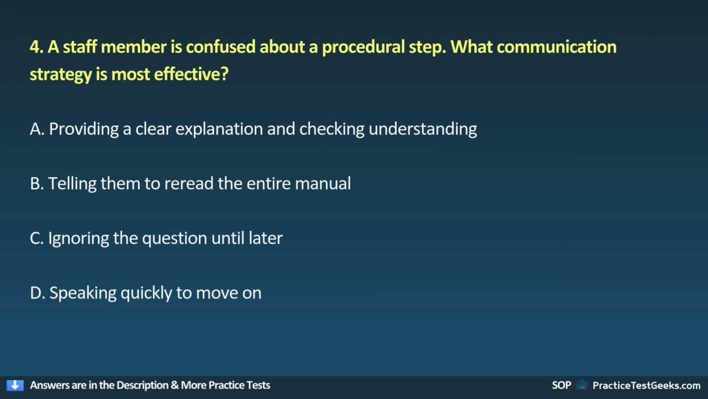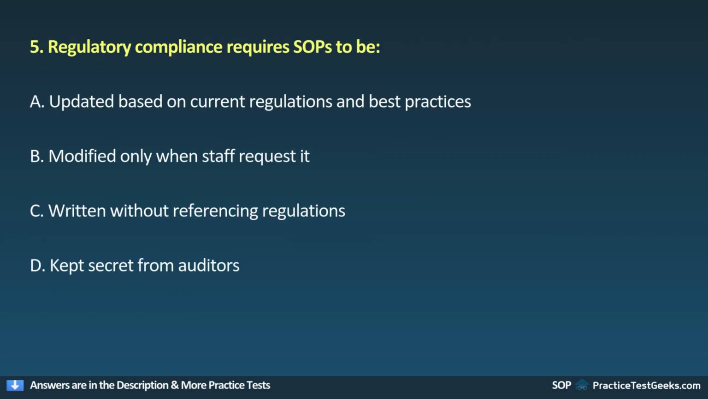4. A staff member is confused about a procedural step. What communication strategy is most effective? A. Providing a clear explanation and checking understanding. B. Telling them to reread the entire manual. C. Ignoring the question until later. D. Speaking quickly to move on.